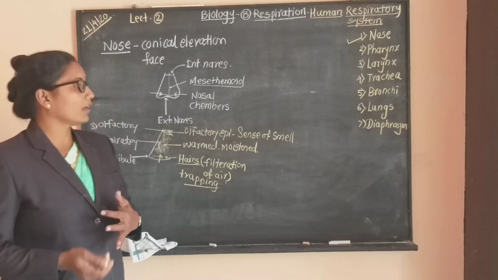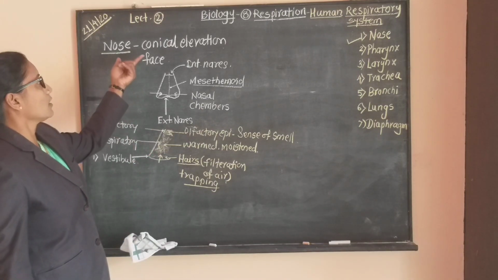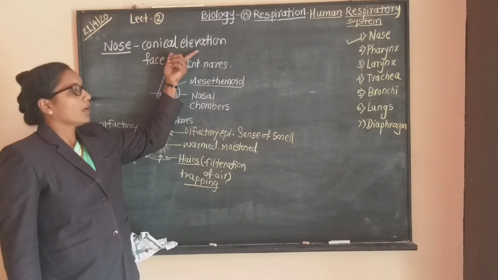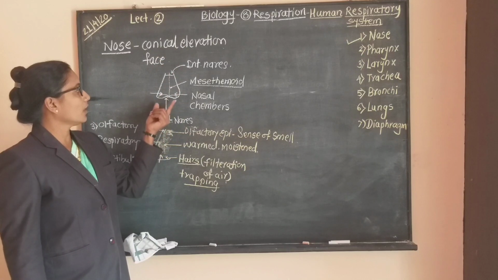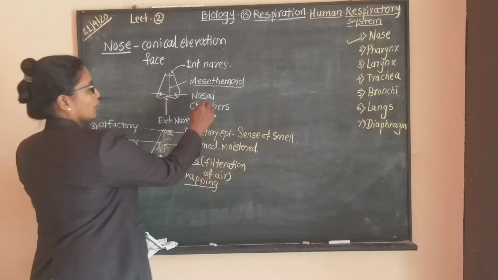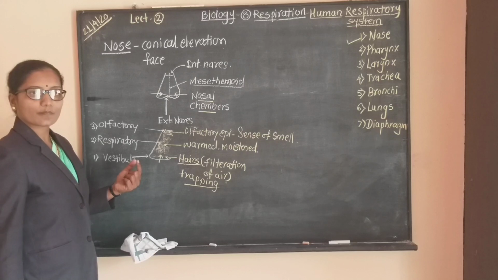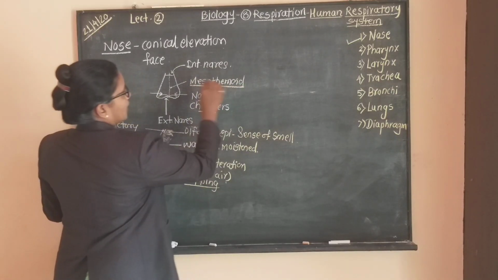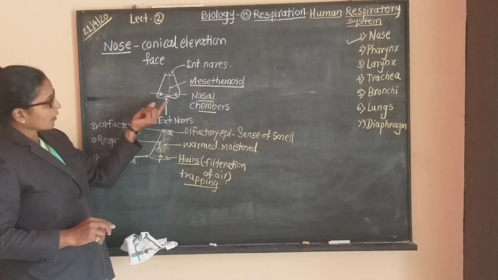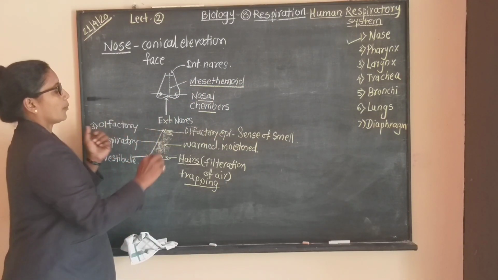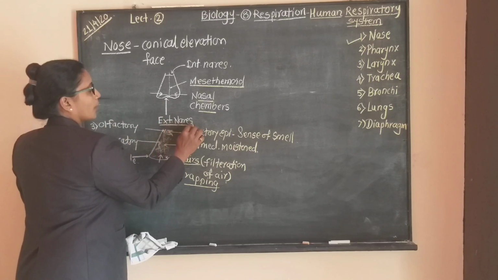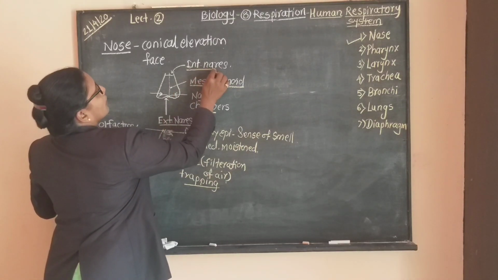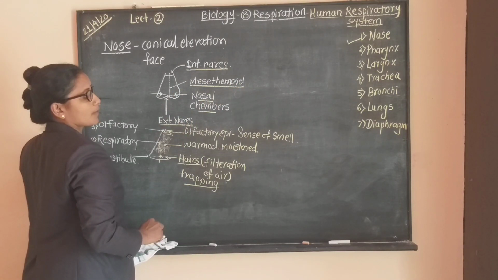In short, we can revise it: our nose is a conical elevation. The first point you can write down is a conical elevation. Internally, it is divided into two nasal chambers. These nasal chambers are due to the partition, the mesethmoid. At the proximal end of the nose, there is a pair of slit-like openings. These are called external nares, and internally there are internal nares.